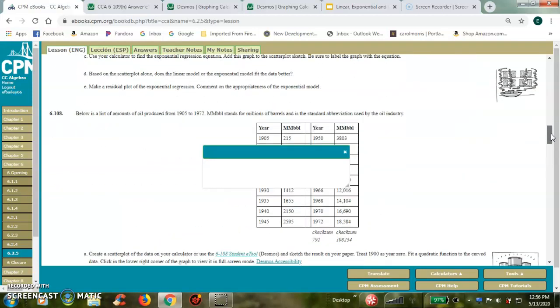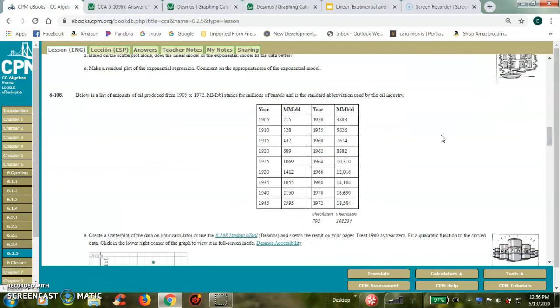All right, so let's look down here. 608 and 609 go together. This is a situation where we're talking about the amount of oil produced. Right here they have from 1905 to 1972. They're just letting you know MMBBL stands for millions of barrels, and it's the standard abbreviation used by the oil industry.